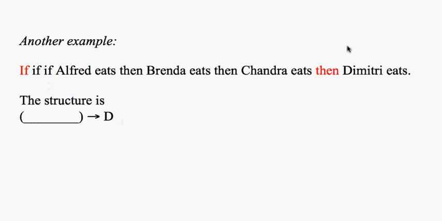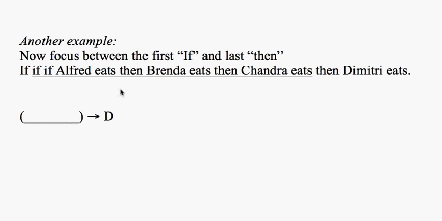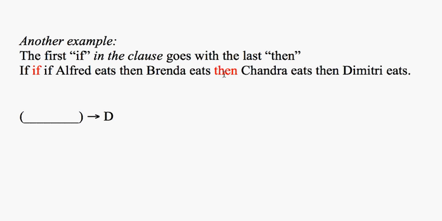So look between the if and the then and see how we parse that. We apply the same principle. The first if in the clause goes with the last then. Here's the clause. And what we're saying is that the first if goes with the last then. That will break this clause up into two perfectly good grammatical parts. Chandra eats is clearly grammatical, but also if Alfred eats, then Brenda eats is clearly grammatical. And so our whole sentence comes out like this.